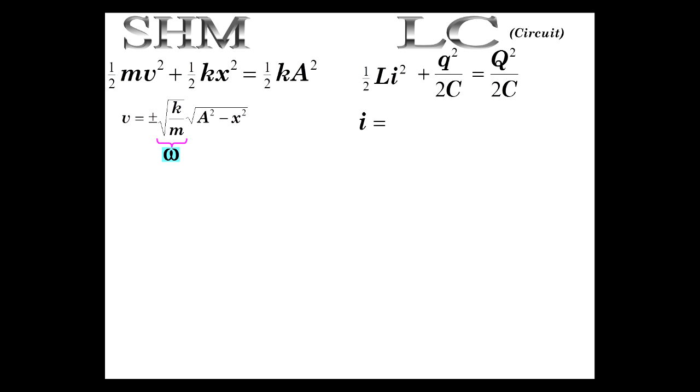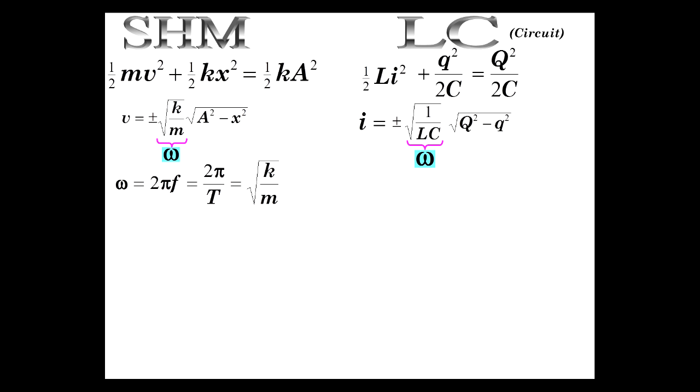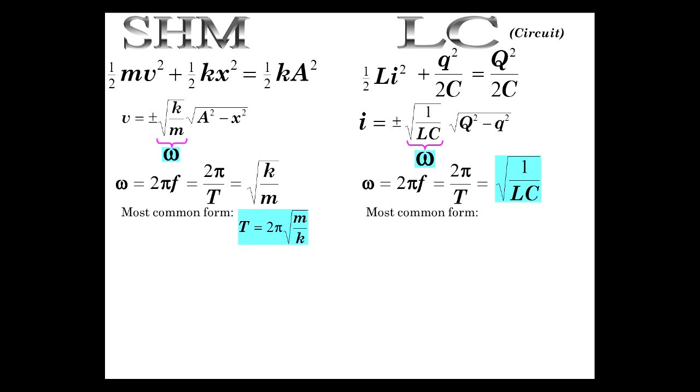In like manner, the current, i, can be solved for algebraically: plus or minus the square root of 1 over LC times the square root of big Q squared minus little q squared, where the square root of 1 over LC is omega. Then, as we've already seen, omega is 2 pi f, which is 2 pi over T, which is the square root of k over m. Over here, omega is 2 pi f, which is 2 pi over T, which equals the square root of 1 over LC. The most common form for regular simple harmonic motion is to find the period, 2 pi times the square root of m over k, but in an LC circuit, we're generally looking for the frequency, which is 1 over 2 pi times the square root of 1 over LC.